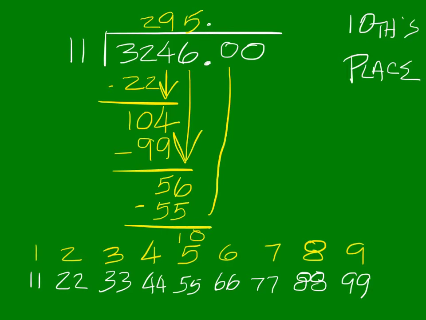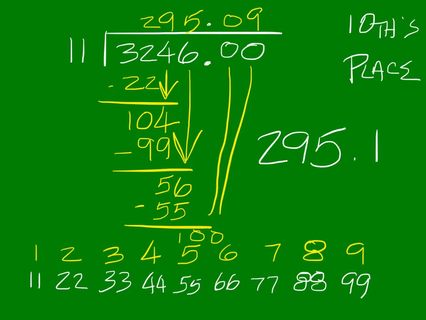Will 11 go into 10? It will not, so we put a 0. Will it go into 100? How many times? So we're going to this place here. This is where we are rounding. So we look at this. Is this 5 or higher? So what does this become? 1. 295.1.